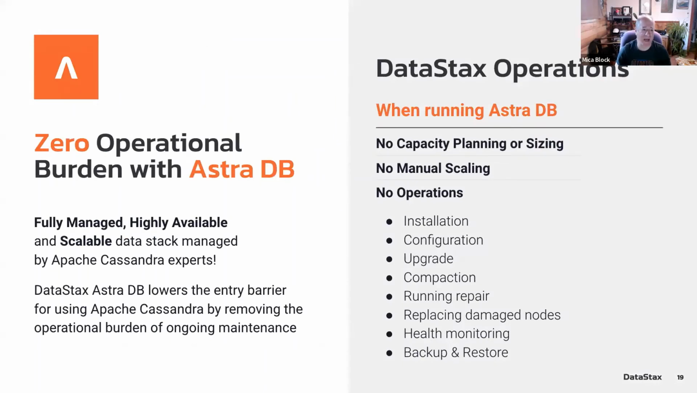So as far as operation, again, zero operational burden with Astra DB. It's fully managed, highly scalable by DataStax, the Apache experts. So there's no capacity planning, there's no manual scaling, and there's no operations, and there's no installation, no configuration, no upgrades. Compaction and repair, these are Cassandra-specific operations that are constantly running in the background to optimize the performance of Cassandra. There's no replacing of damaged nodes. We have health monitoring built in, and we also manage the backup and restore operations, all of that for you.